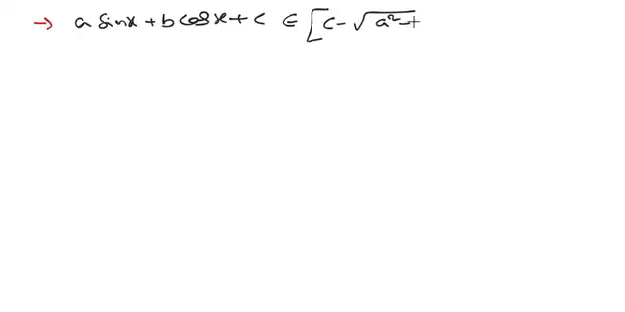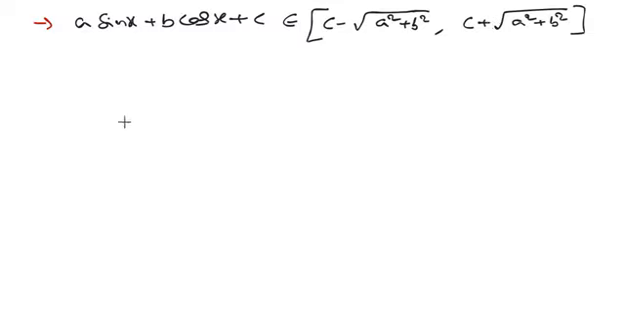Let us discuss the next point. The range of the function a sin x plus b cos x plus c is the closed interval from c minus root over a square plus b square to c plus root over a square plus b square. In trigonometry classes we got this already. I think it is very clear for you.